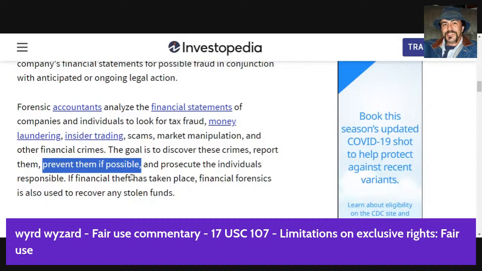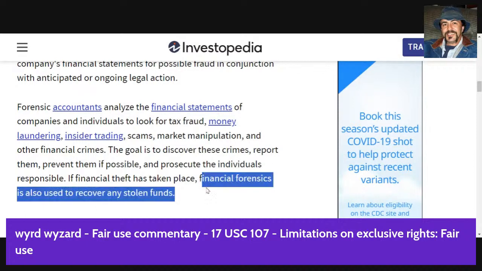If financial theft has taken place, financial forensics is also used to recover any stolen funds. Theft by way of taking. Theft by way of taking by duress. Threatening any mom in a hospital that she has to sign that document or they're not going to let her take her kid home. That's theft by way of taking.